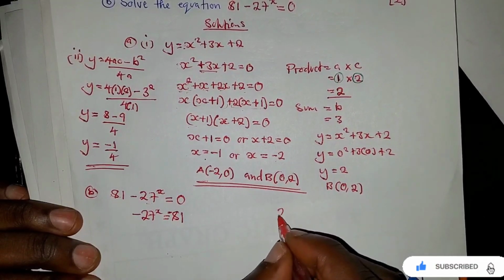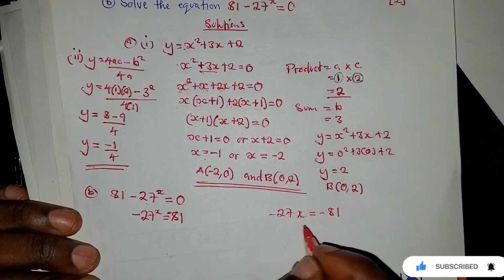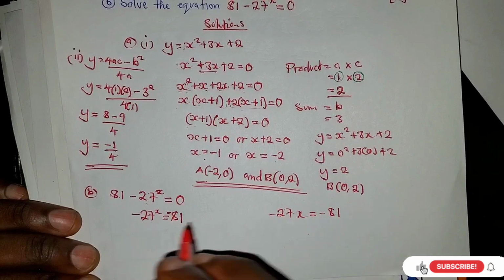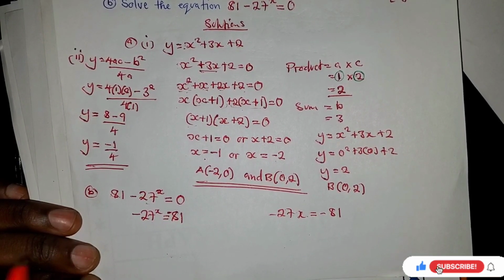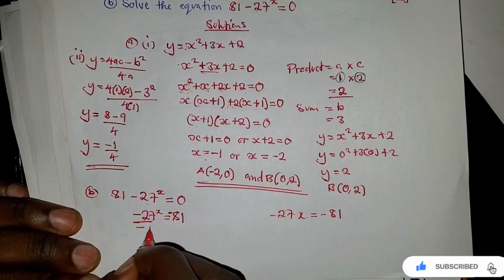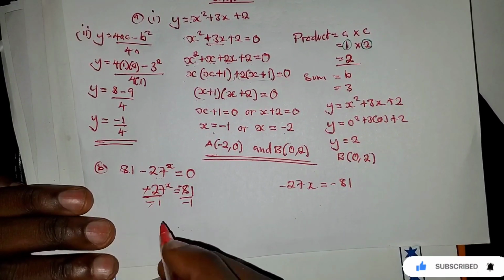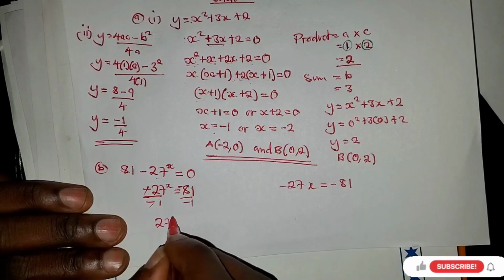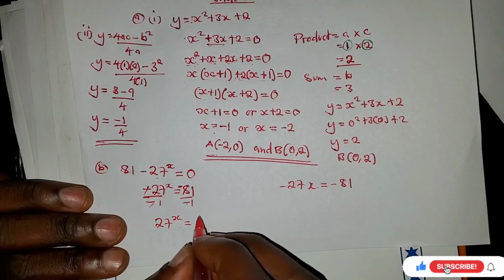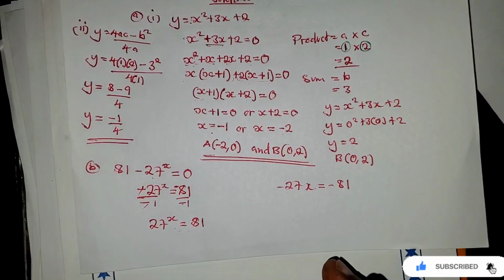Now you can say divide both sides by negative 27. This is not 27x. It is 27 to the power x, negative 27 to the power x. So first let's divide by negative 1 so that you get rid of the negative. We just deal with positive numbers. So 27 to the power x is equal to negative divided by negative is positive. So you can just write positive 81.